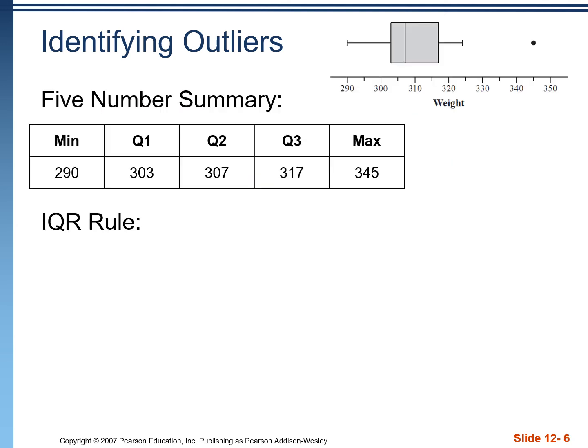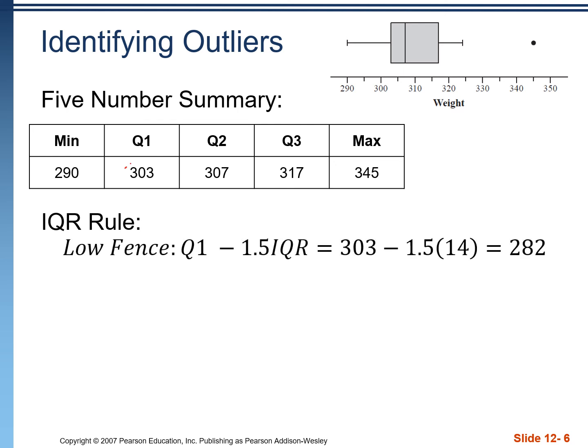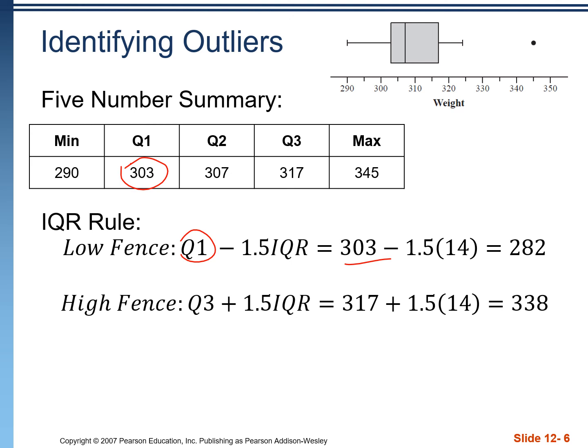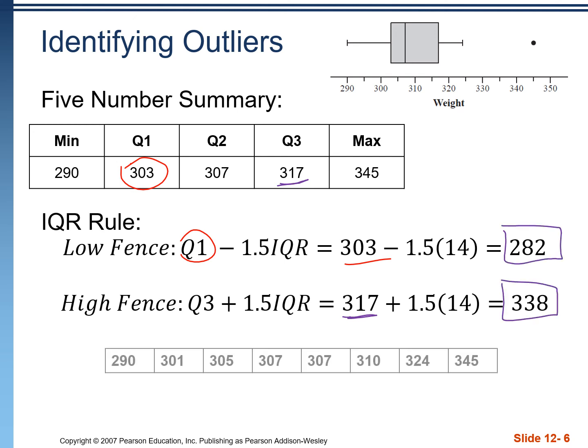So when we plug in these numbers, remember that we're using quartile 1 for the lower fence and quartile 3 for the upper fence. Okay, so we get a low fence of 282, a high fence of 338. And when we look at our original data set here, we don't have anything below 282, our smallest is 290, but we do have values that are above 338. So that 345 is an outlier. And when we draw our whisker, it's going to go to the largest number that's not an outlier. So this goes up to 324.